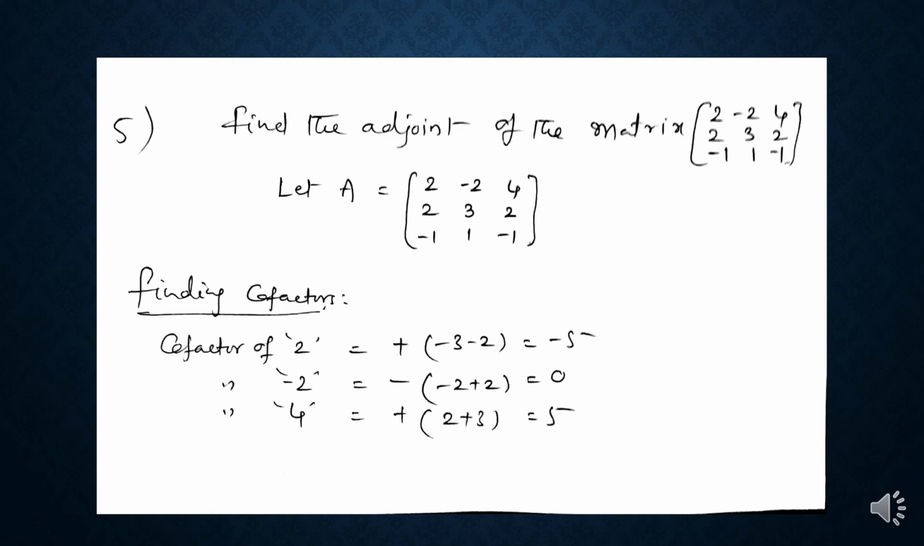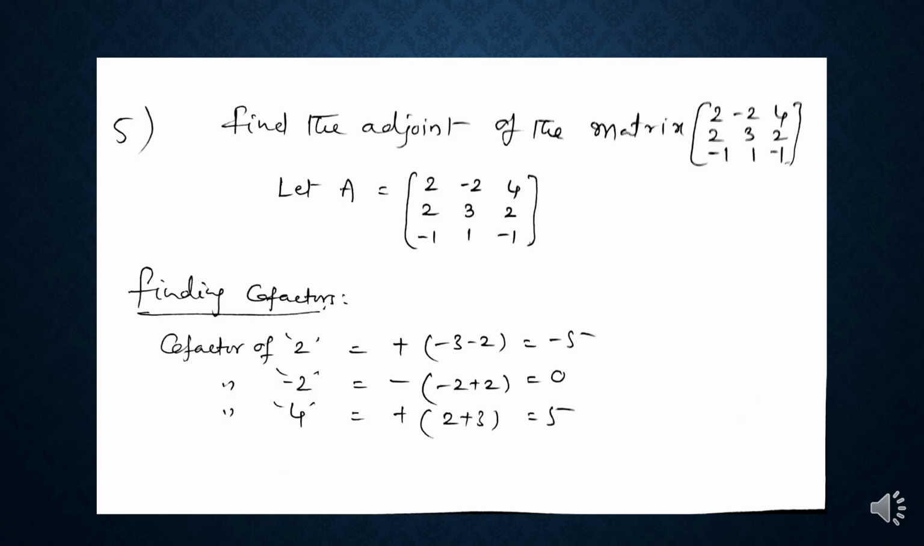Cofactor of 2 is equal to plus into, by deleting this column and row, we will get 3, 2, 1, minus 1, that is 3 into minus 1, minus 3, minus 2, that is equal to minus 5. Cofactor of minus 2 is equal to minus of, by deleting this column and row, we will get 2, 2, minus 1, that is minus 1 into 2, minus 2, minus of minus 1 into 2, that plus 2, that becomes 0.